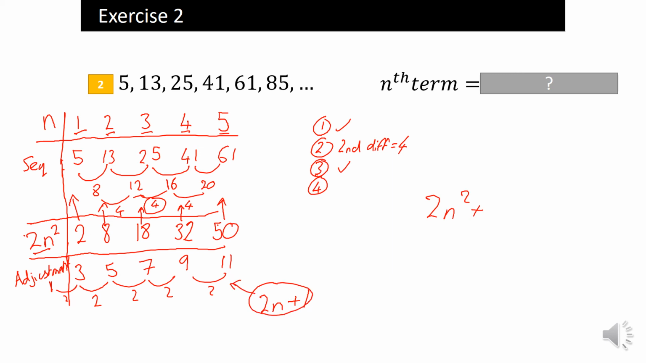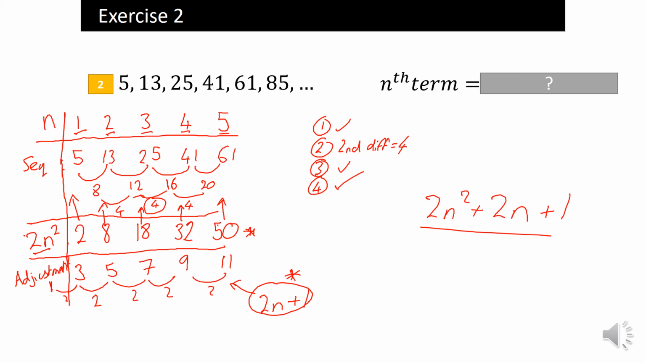And that is my nth term for the adjustment. So our final answer is going to be the 2n squared sequence, this bit, add my adjustment sequence, 2n plus 1. So we've got our final nth term for this whole sequence, 2n squared plus 2n plus 1.